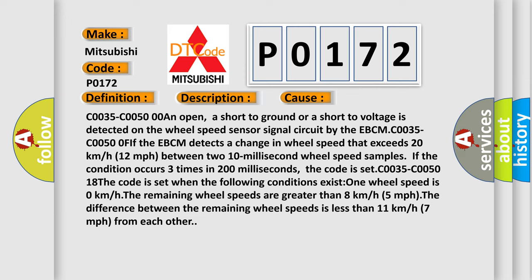C0035 C0050 18: the code is set when the following conditions exist: 1 wheel speed is 0 km per hour, the remaining wheel speeds are greater than 8 km per hour, 5 mph, and the difference between the remaining wheel speeds is less than 11 km per hour, 7 miles per hour, from each other.